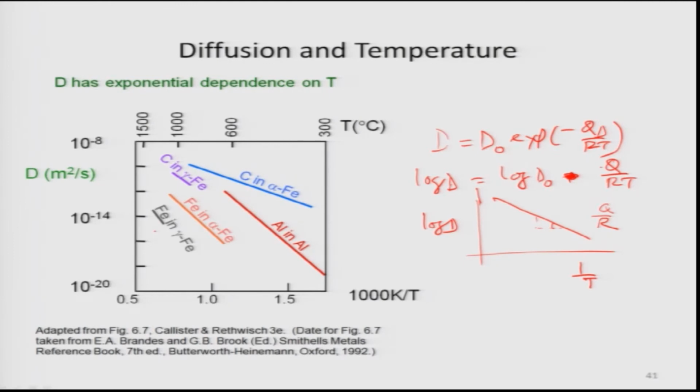Iron in alpha iron is not a self diffusion. You already have carbon, manganese, and so many other things there. So, therefore, we cannot call it a self diffusion. Okay, so that is taken from Callister. That is a very simple way to explain how the values actually appear in the literature and how D depends on temperature.